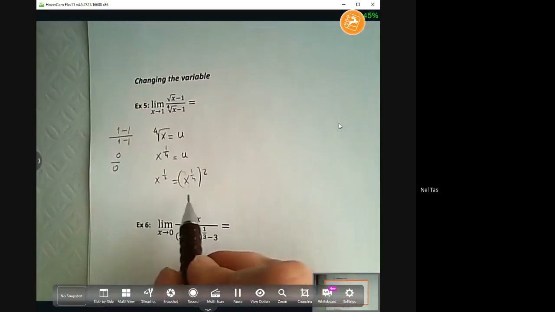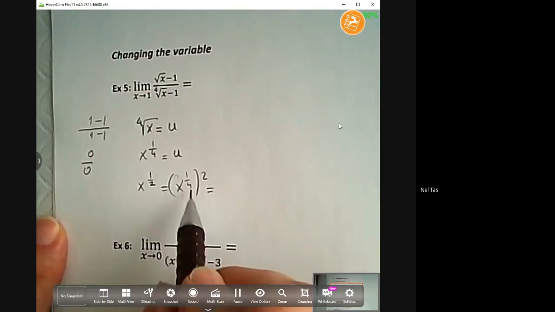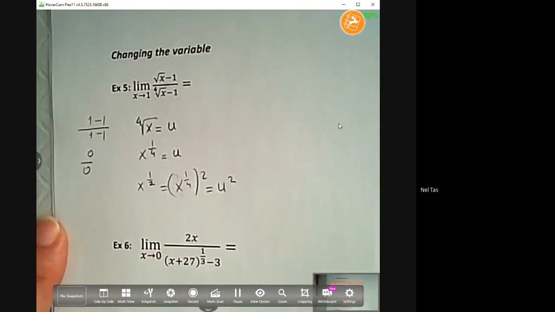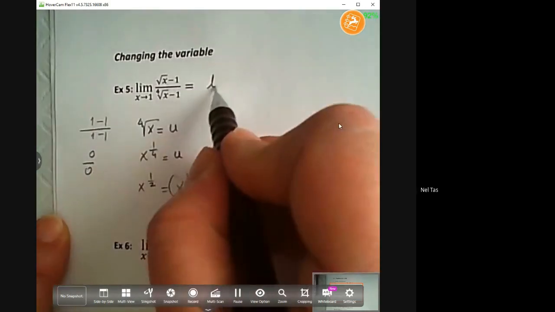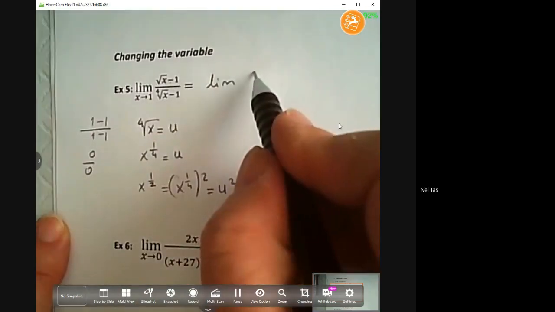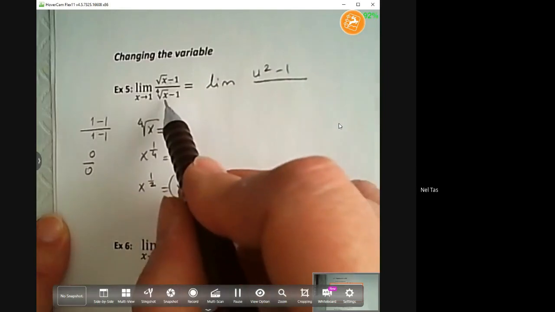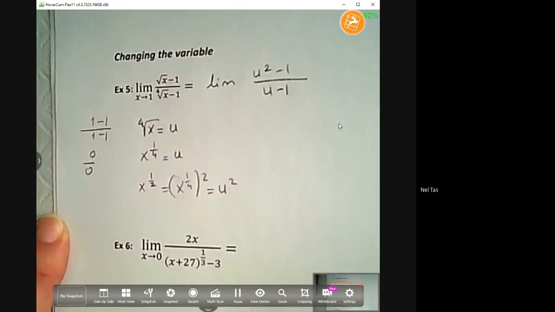Therefore, x to the power of 1 over 2 is u squared. Now we can change the variable here, okay? Square root of x is, we said, u squared, so u squared minus 1. Fourth root of x is u, so u minus 1.